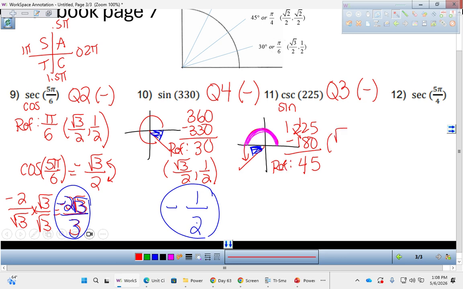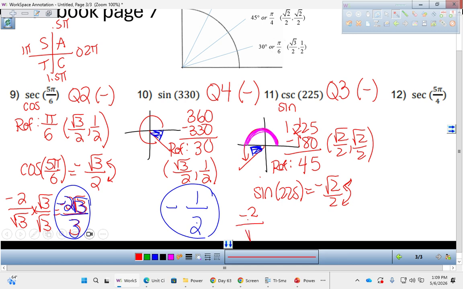So I'm going to use the coordinate point at 45 degrees. I'm going to start with the sine, and that sine is a y value of √2 over 2. So the sine of 225 is √2 over 2, but remember, because it's in quadrant 3, it's negative. To get the cosecant, I'm going to need to flip this fraction. And so I'm going to do 2 over √2, and then that's negative because it's in quadrant 3. And I have to rationalize this. So negative 2√2 over 2, and those 2's cancel out. So my final answer here is negative √2.